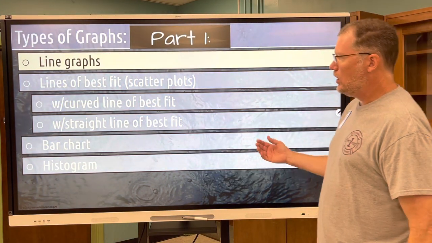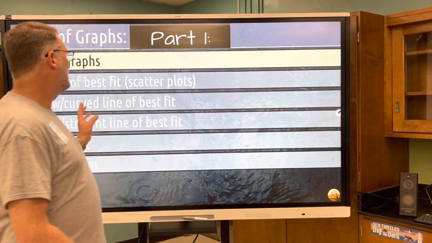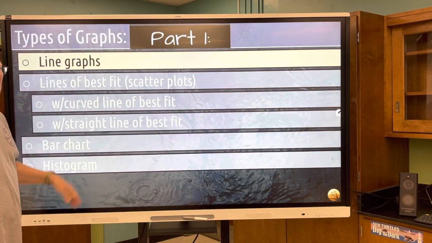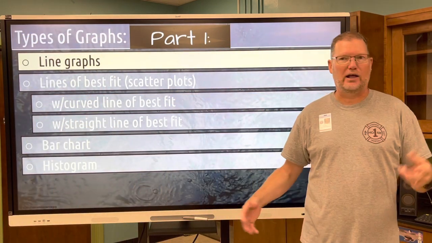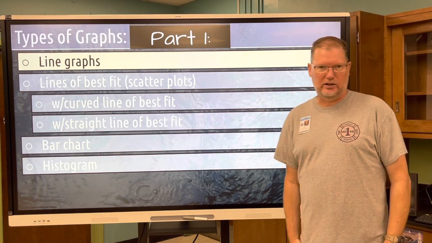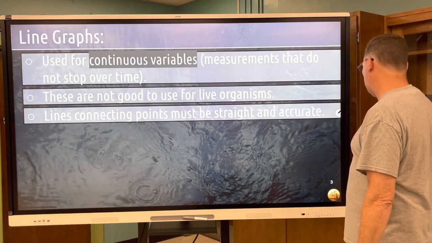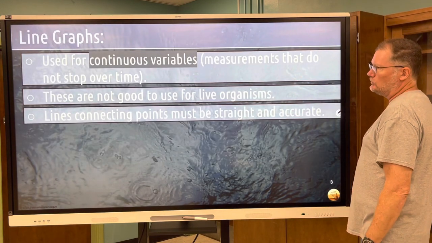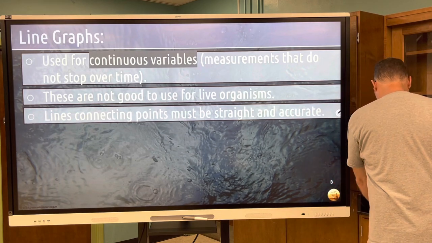All right, so there's part one, there's 2 parts of the notes. Part one is the different types of graphs and how to define them all, how to recognize them all, and why they might be important for what we're doing in here, okay? So line graphs are first, and we're gonna spend probably most time on our line graphs.